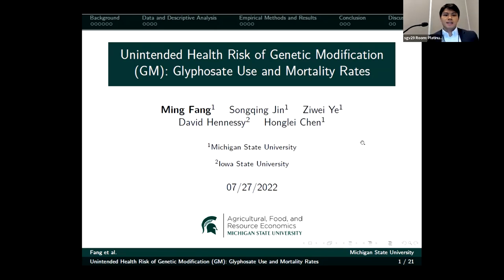Okay. Hi, everyone. My name is Ming Fang, and I came from Michigan State University. I'm a PhD candidate from the Department of Agriculture, Food, and Resource Economics. Today I'll be presenting ongoing work with my co-authors, several professors from Michigan State University as well as Iowa State University, in which we investigate the unintended health risk of genetic modification adoption, focusing on the health impact of glyphosate use on mortality rates of different types of diseases.